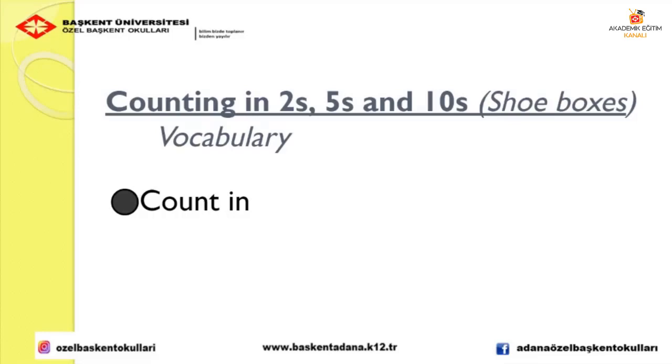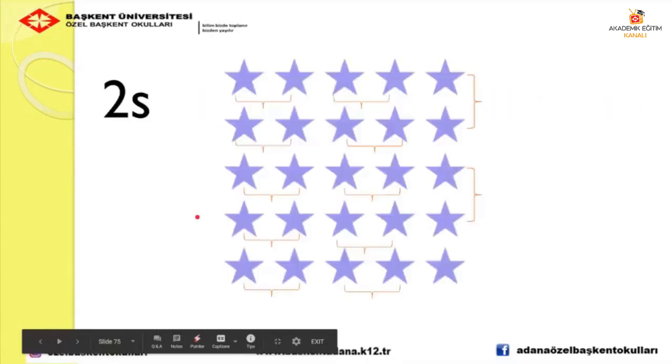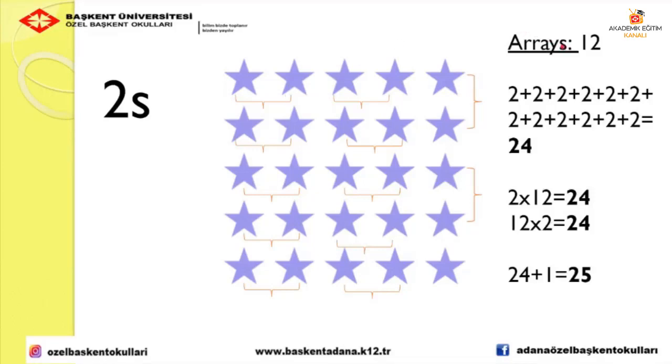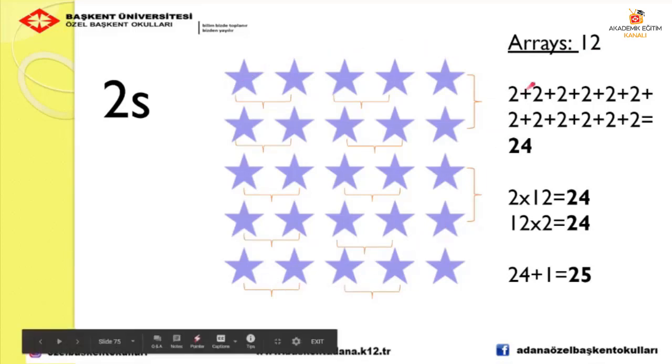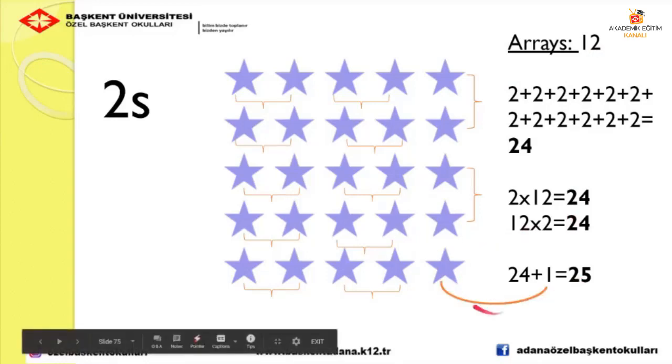Counting in 2s, 5s, and 10s. In this topic, the word to remember is count. Count in. Look at this array of stars. I can count them in 2s. How many arrays of 2 can you count? 12 arrays of 2. So, to count all the stars, I can add them up, or I can multiply 2 by 12 arrays. That's 24. I will add the last star, and I have 25.